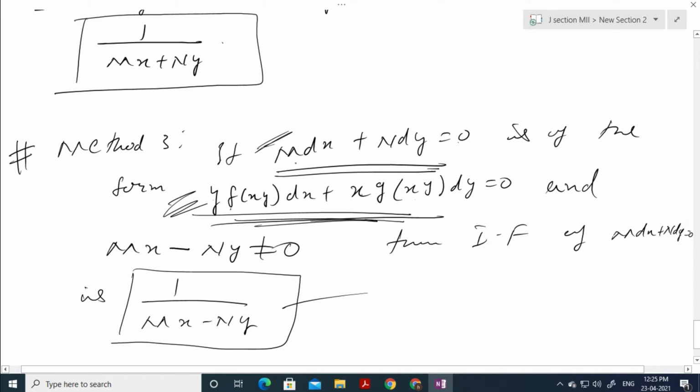New M will be M by Mx minus Ny. New N will be N by Mx minus Ny. Again, you partially differentiate new M with respect to y and new N with respect to x; if equal, it is exact, and you know how to solve it.